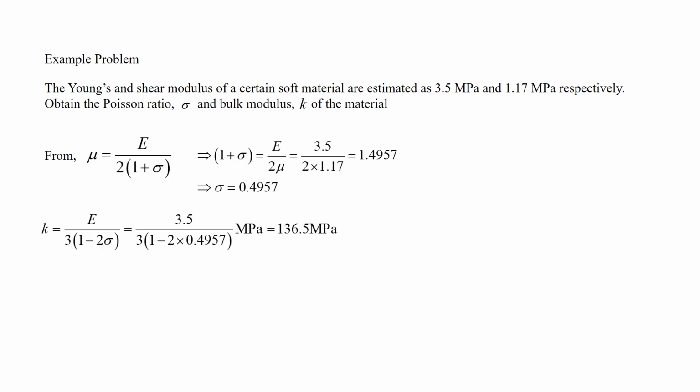I have done all this. So, sigma comes out to be 0.4957. This is the Poisson ratio, and we can obtain the bulk modulus k from the relation E by 3 into 1 minus 2 into sigma. So, this gives the bulk modulus to be like this. This is a simple problem to demonstrate the relation between E and mu.